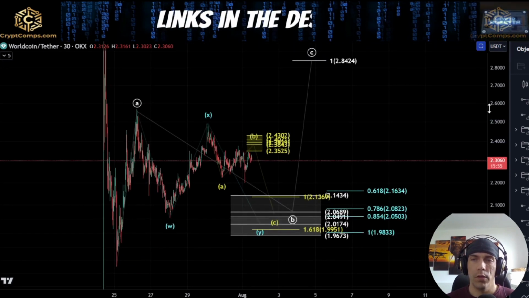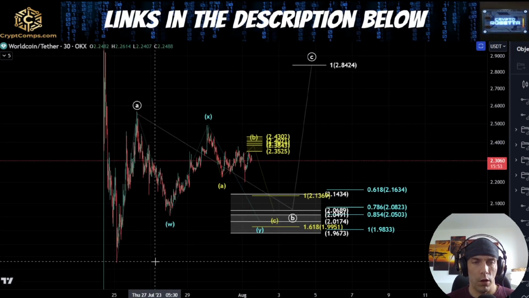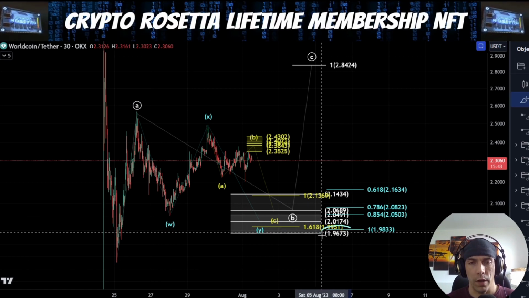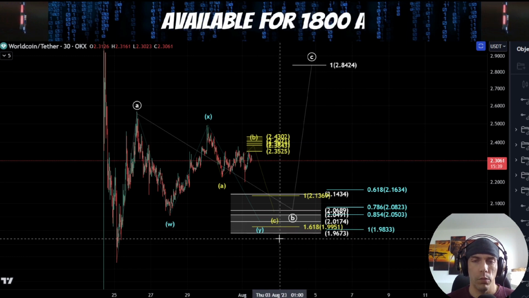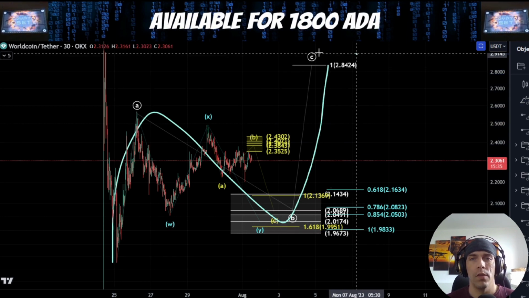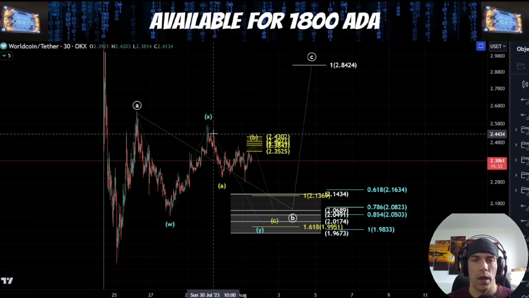Now the idea within this count is that as long as we hold this low here of this $1.84 and we do hold this 0.786 here of this $1.96, what we could then see is price look to actually push to the upside one more time in this C wave after completing a move to the downside.